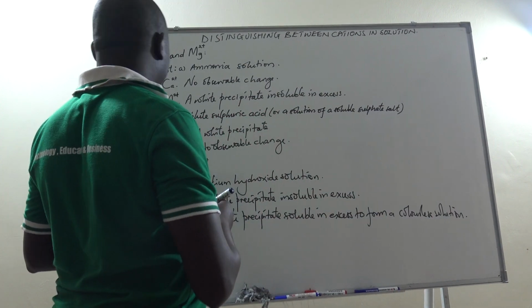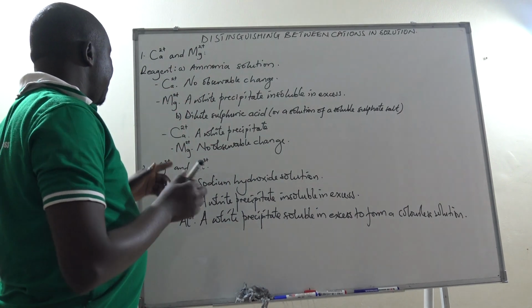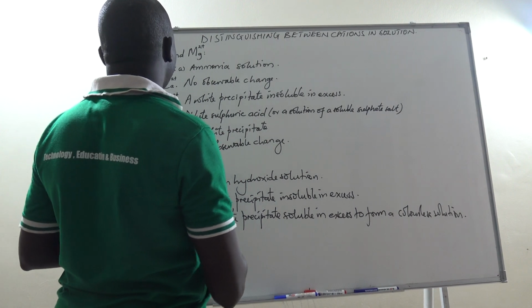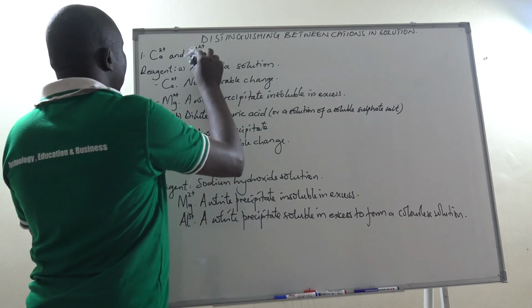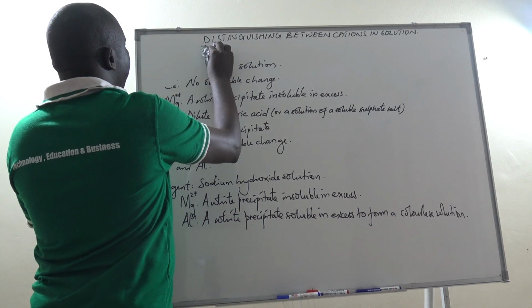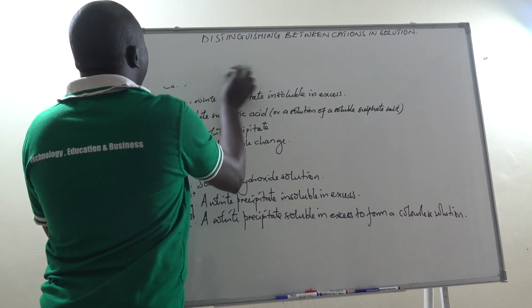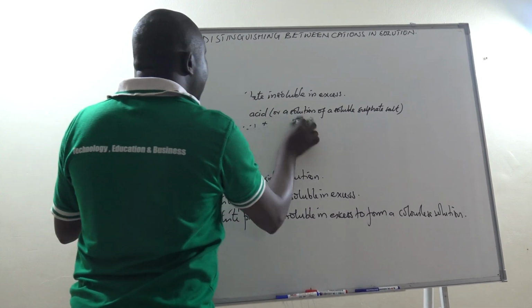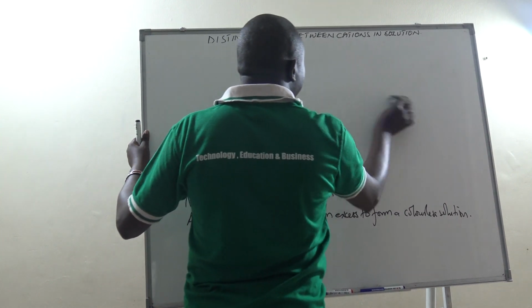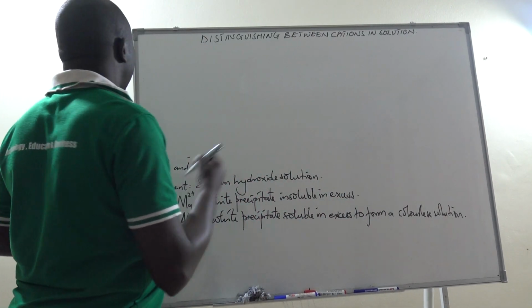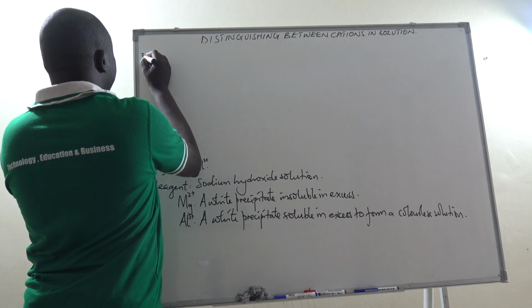So that is that with the distinguishing between magnesium ion and aluminium ion. Let us look at another one. I believe that we are following. In this case, we are now applying the knowledge that we have got from testing for cations or detecting cations using different reagent solutions.